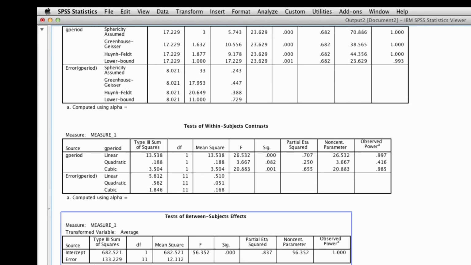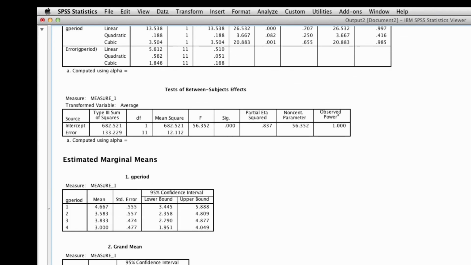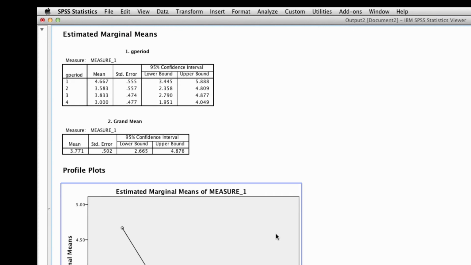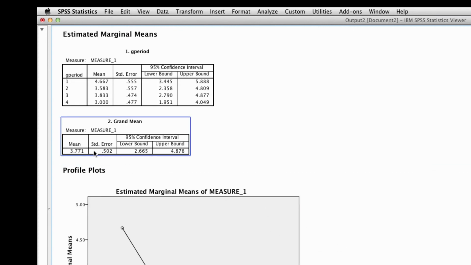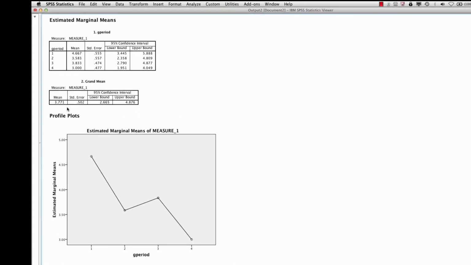We're not going to worry about the within subject contrasts, and then we can see again the means across the 4 grading periods. And then this is the grand mean, 3.771. And you can verify that by looking in your course pack.